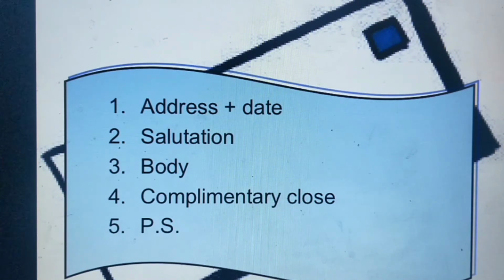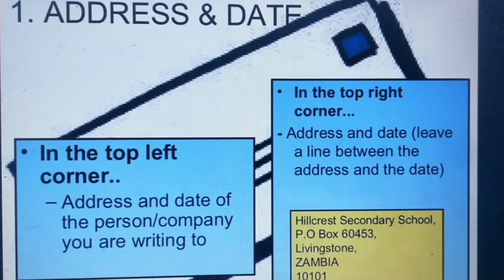Address, date, salutation, body, complimentary close, and if there is a PS. Address and date: in the top left corner, the address and date of the person or company you are writing to. Again in the top left only, we write the address and date, with a line between the date and address.